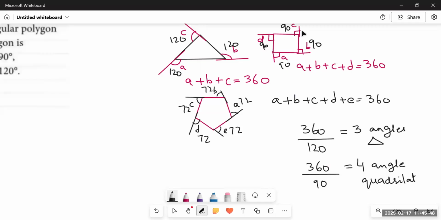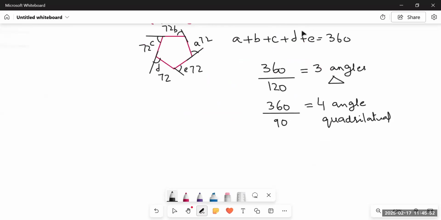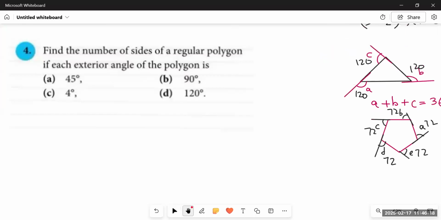Okay? Similarly, if we have been provided with an exterior angle of 72, we will divide 360 by 72, which will give us 5. It means it would be a pentagon, because 5 angles are in a pentagon. You see how easily we can figure out what shape it is if we are provided with any of the exterior angles. So let's talk about this particular question, question number 4.